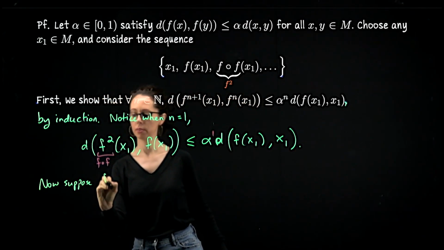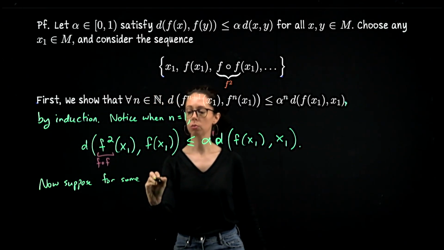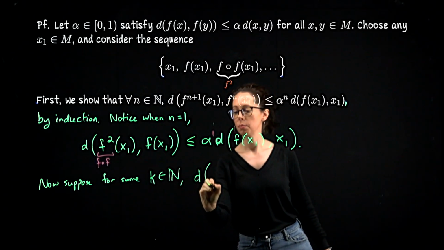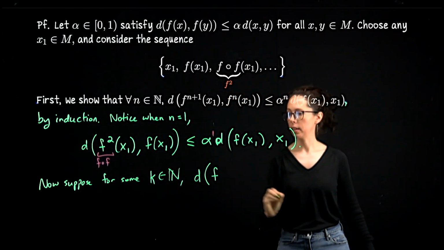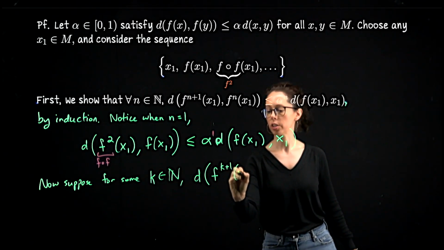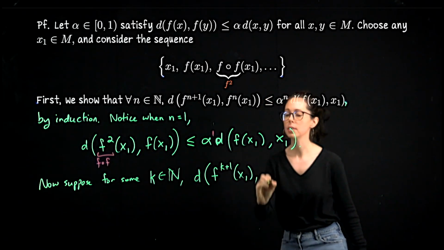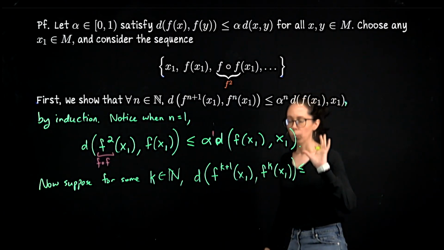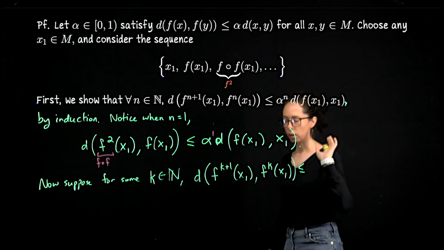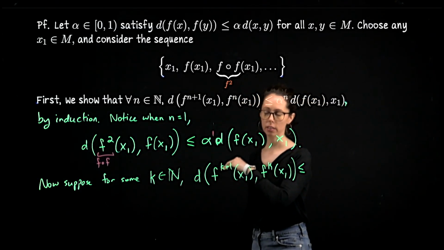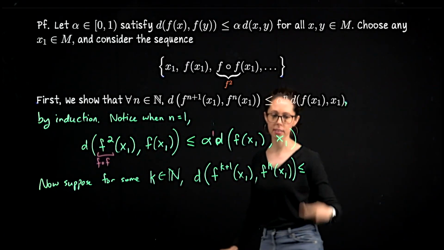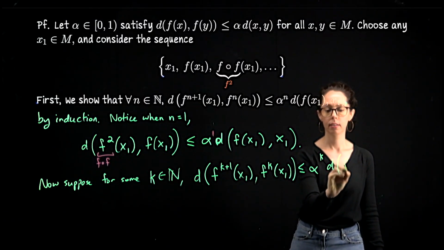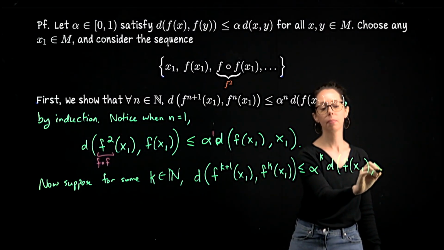Now suppose for some random unspecified natural number k, we know that the distance between the k plus 1th version, so f composed with itself k plus 1 times, and f composed with itself k times, we are making the hypothesis step here for induction. So we are supposing that for this particular index from the natural numbers, this distance satisfies the inequality. So it's less than or equal to alpha to the k times the distance between the second term and the first term.